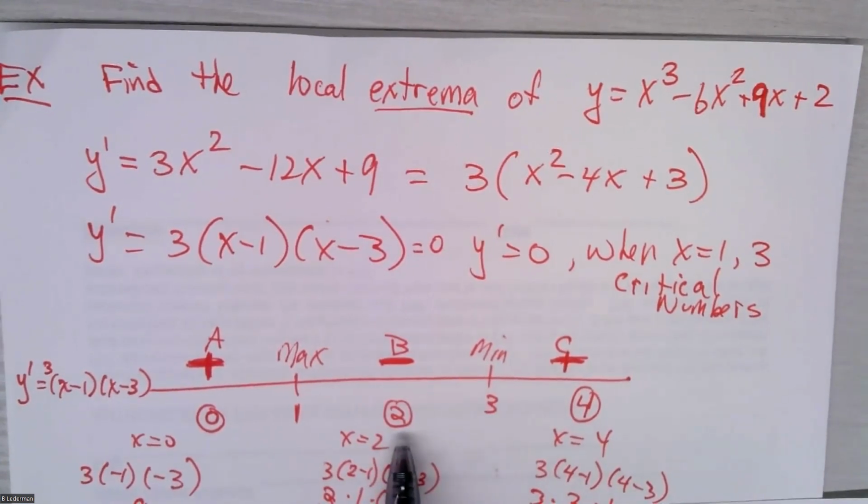Now I test x equals 2 because that's this interval. Again, I plug that into y prime, and that gives me 3 times 2 minus 1 times 2 minus 3, which is negative 3, a negative number, and there we go.